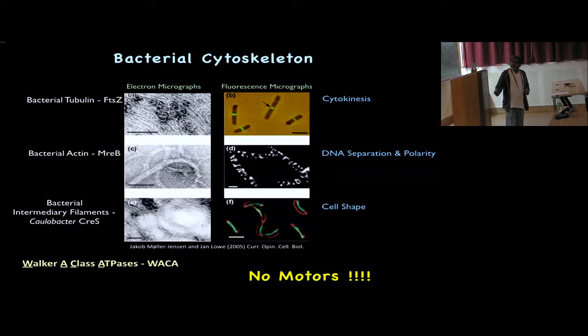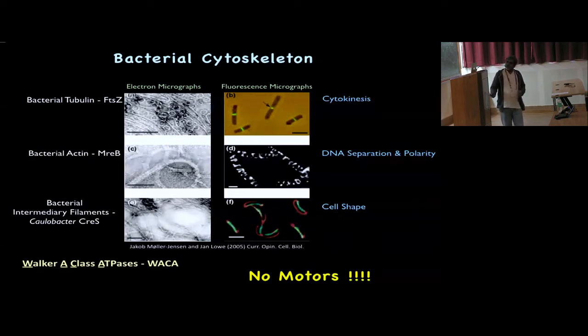And here is MreB, an actin homolog, that also forms polymers in vitro. And in bacteria, they organize into helical-like structures. This I will talk about a little more today. And it organizes the cell wall biosynthesis there and also plays a role in DNA separation and maintaining of cell polarity. And here are the intermediate filaments equivalent to the eukaryotic keratin and those kind of polymers, identified first in a bacterium called Caulobacter. There's a protein called crescentin that localizes to the inner curvature of these bacterial cells and is important to maintain the curvature of these bacterial cells.